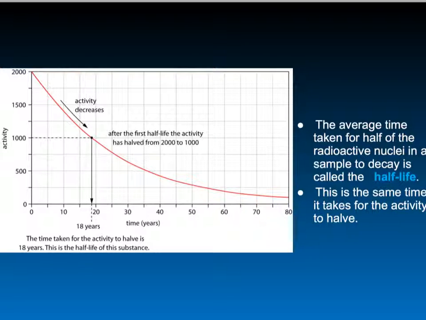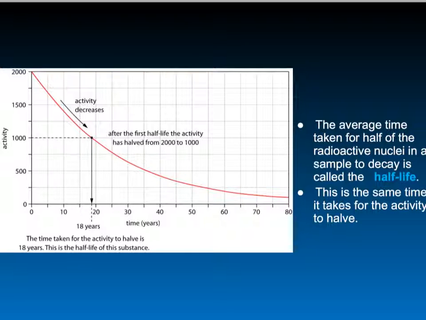After one half-life, the number of radioactive atoms remaining, or the activity, will have halved. So on our graph, we've got a starting activity of 2000. If we want to find out the half-life, then we halve that activity to 1000. We can draw a line across to where it meets the curve and down. And that comes out at about 18 years for the half-life of this isotope.